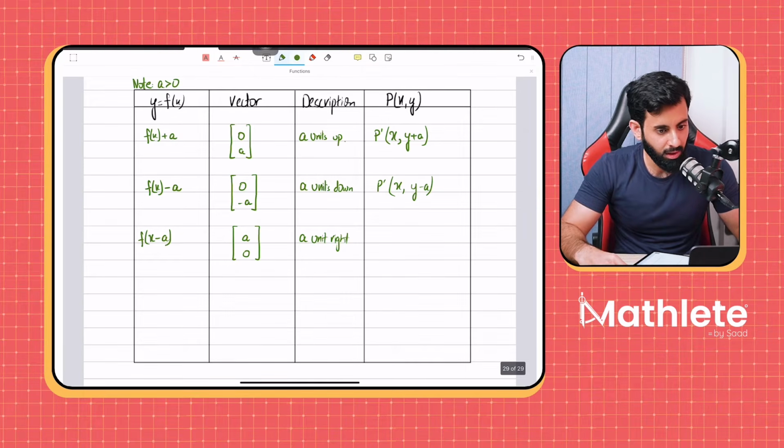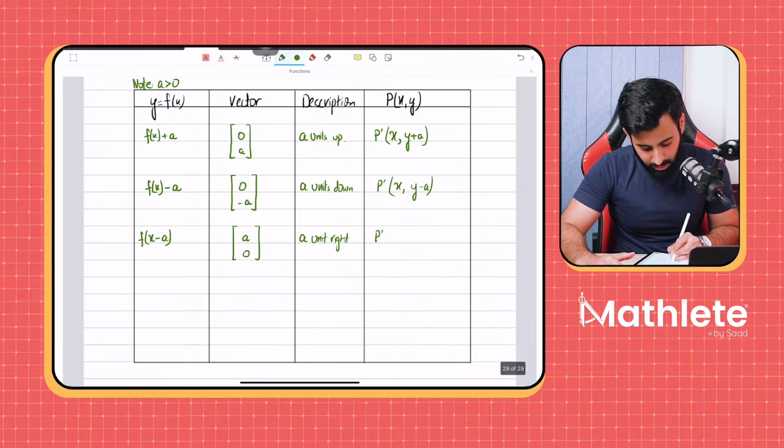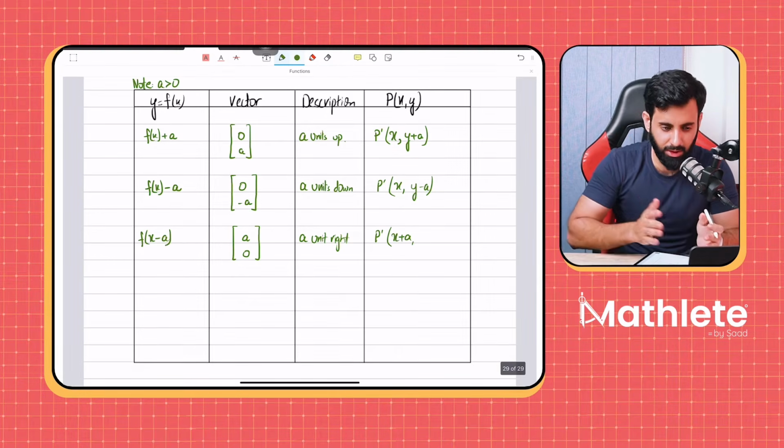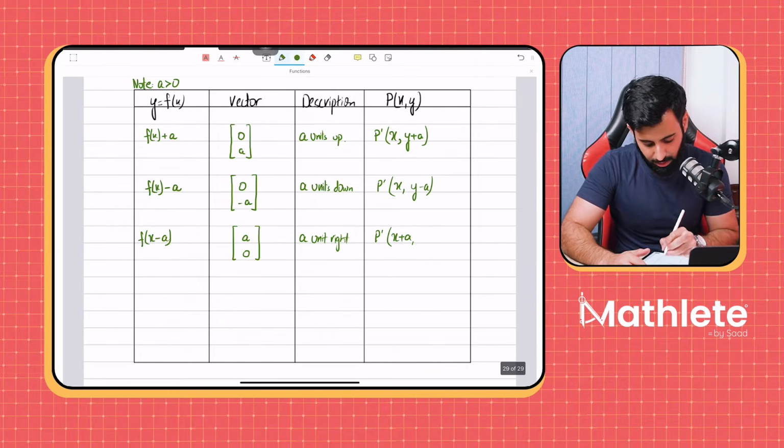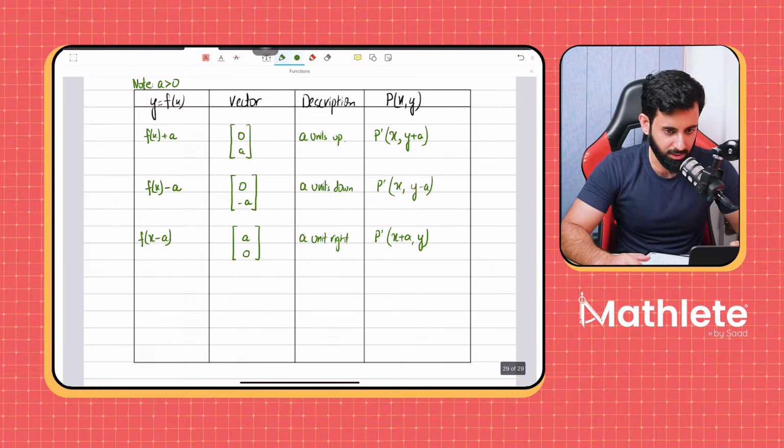All right, what about the translated point? It's going to be x plus a, because how do you get an x coordinate to move towards the right? You add something to it. And then the y coordinate remains the same.